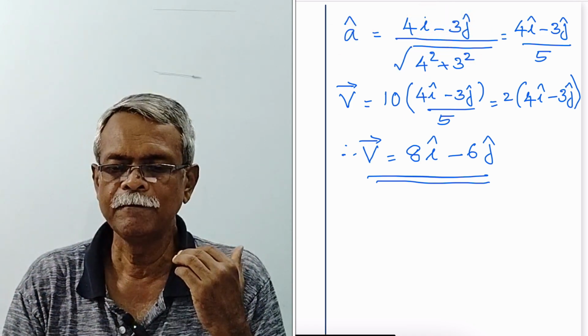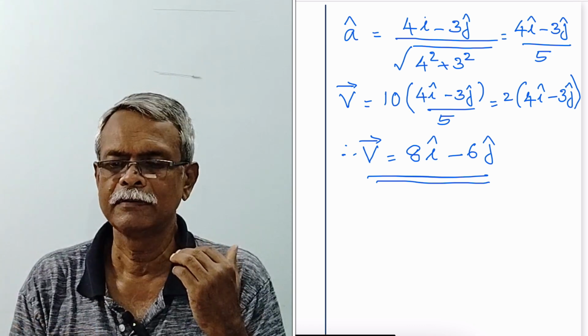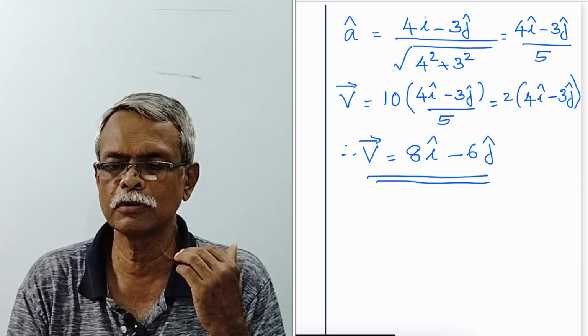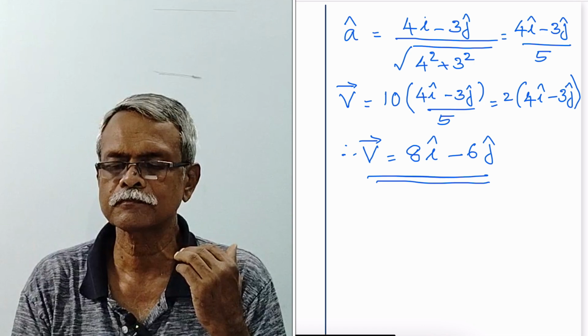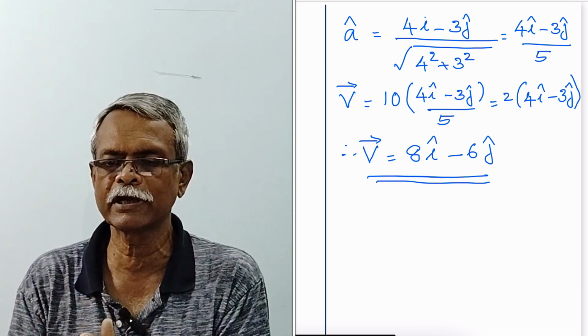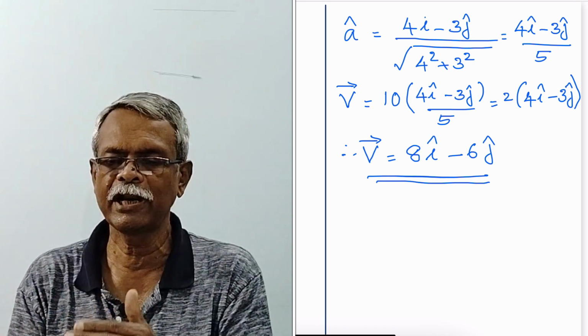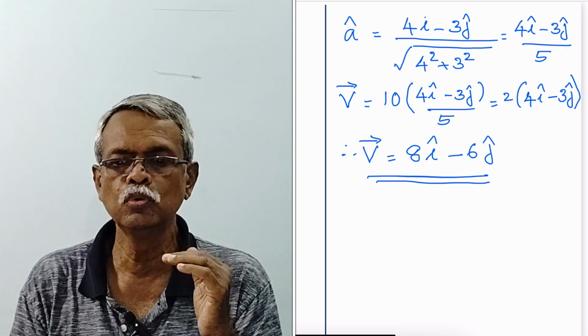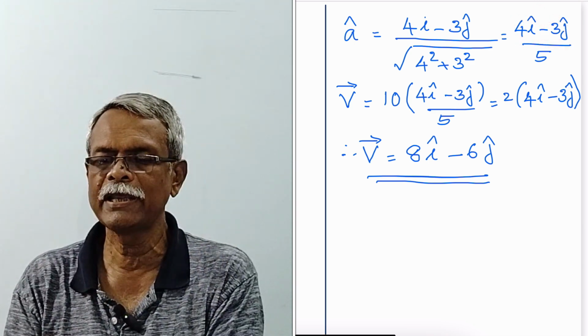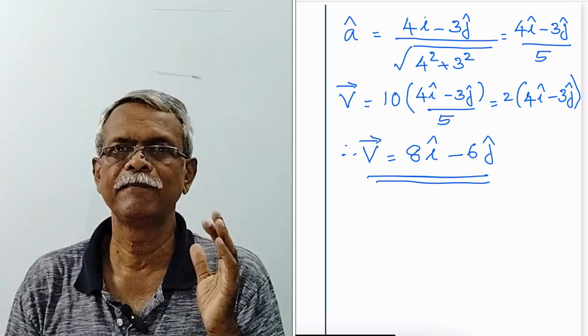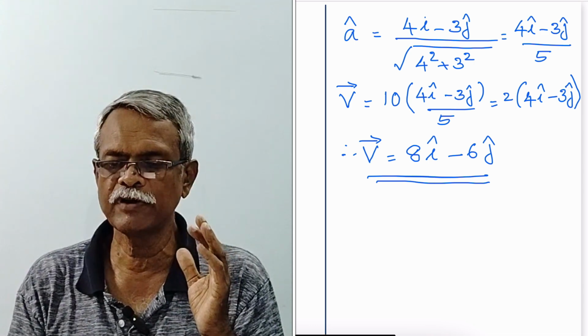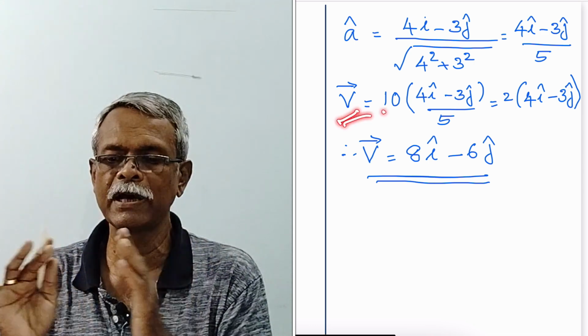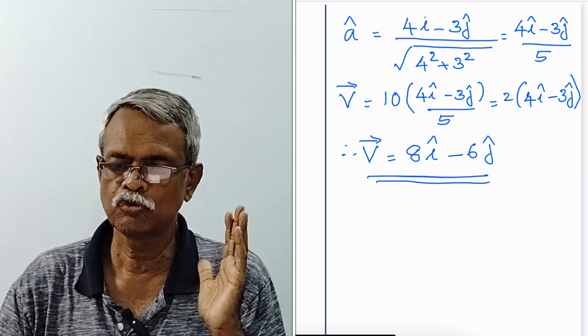So, v will be 10 multiplied by the unit vector, 4i minus 3j divided by 5. 5 and 10 will cancel, there will be a 2. Therefore, this is 8i minus 6j. So, the velocity which we are asked is 8i minus 6j. So, that is the answer.